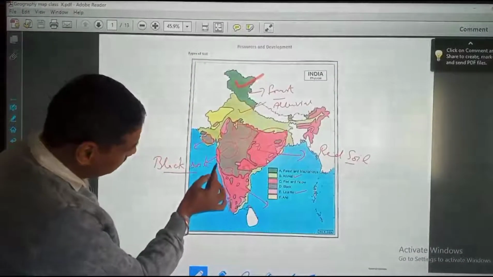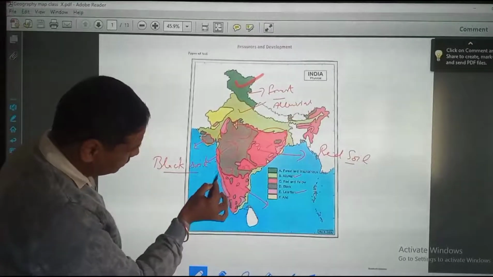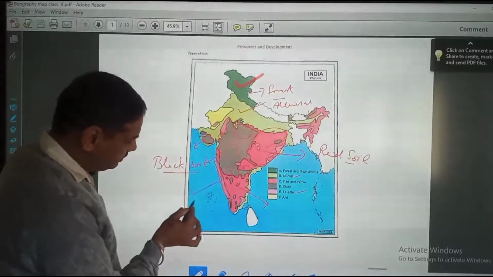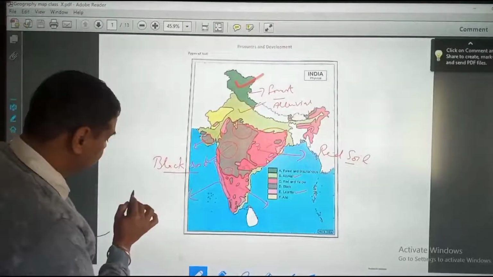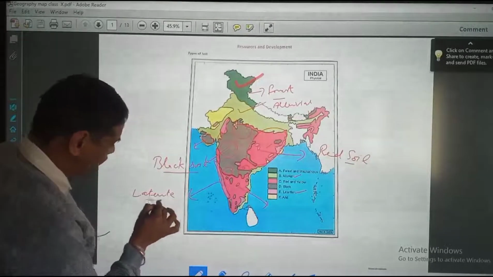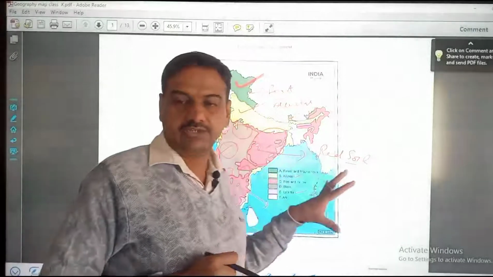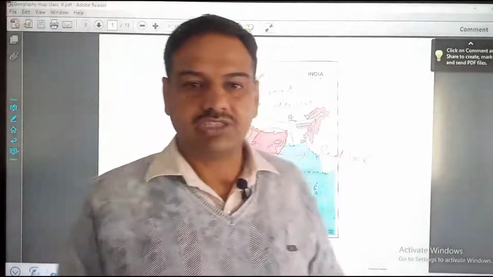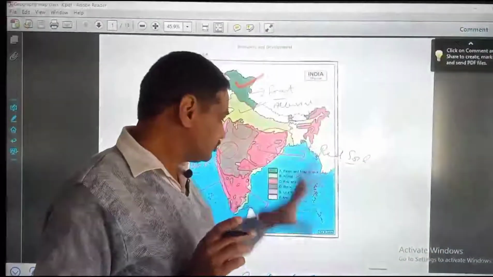So mainly this is found in the Western Ghats. This soil is found where rainfall is high and temperature is also very high. So this is laterite soil. You have to mark in your map the distribution of the soils, and you should also remember in which state each soil is mainly found. So these are the locations of the soils.